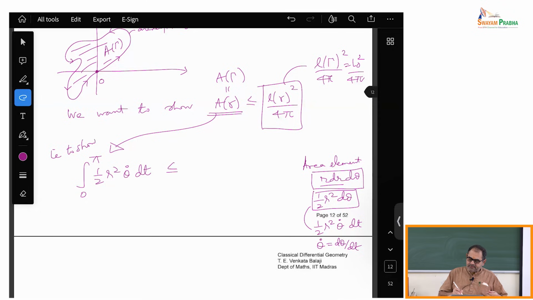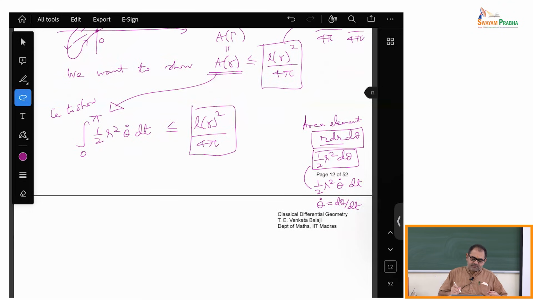On the right side you have L gamma squared by 4 pi. Now the idea is I want to use Wirtinger's inequality. Wirtinger's inequality says that the integral of a function squared cannot exceed the integral of the derivative of the function squared. So it's an inequality on both sides. You have integrals, and what I have managed to have is on this side an integral. I have to bring an integral on this side.